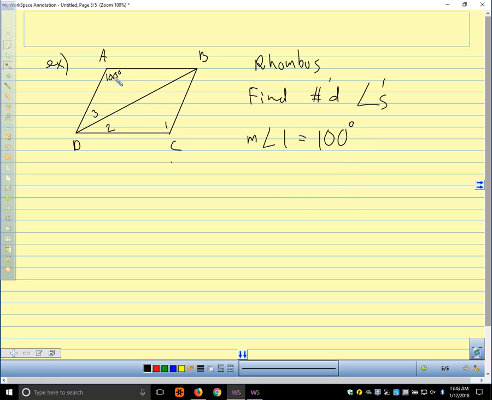Well, if these angles are 100 degrees, what does this whole big angle all together have to be? Has to be 80, right? Together they're 180, so these two together have to be 80, because 100 plus 80 is 180. What do we know about the diagonals of a rhombus? What do they do to that angle? Bisects it. So what does each one of those have to be? 40. Angles 2 and 3 are 40. And then we can figure out all the rest of those angles. These are all 40.